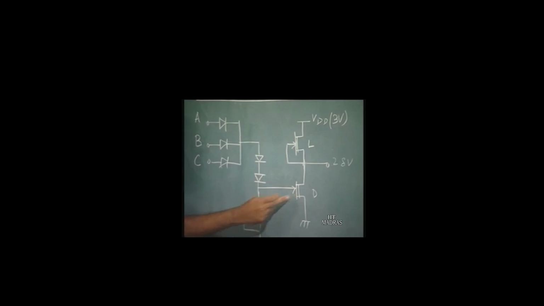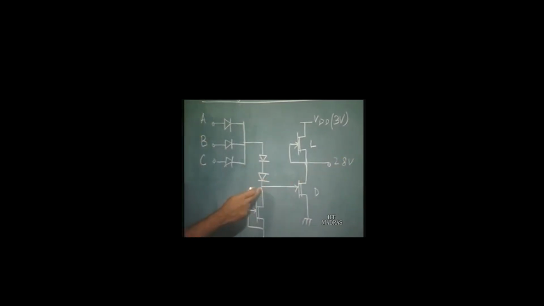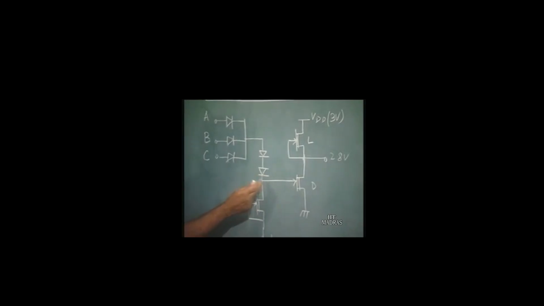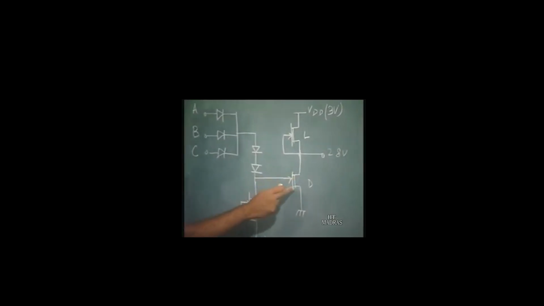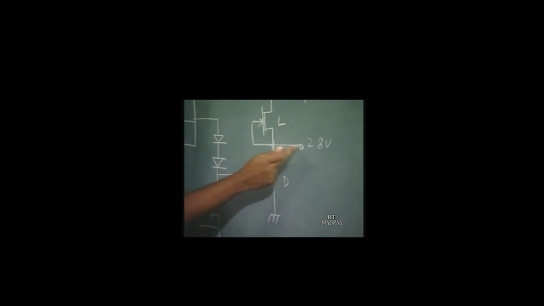All right. So, when this goes to 2.8 volts, the input voltage is high, and the driver transistor is fully conducting. When this driver transistor is fully conducting, this voltage goes close to 0 volt.